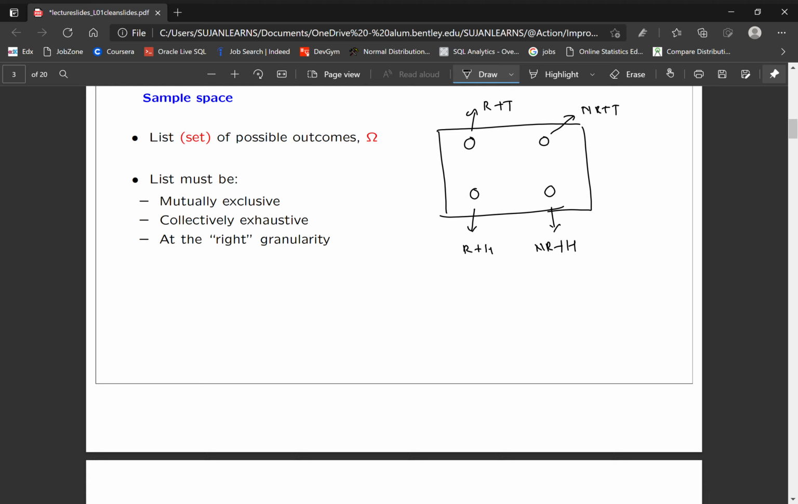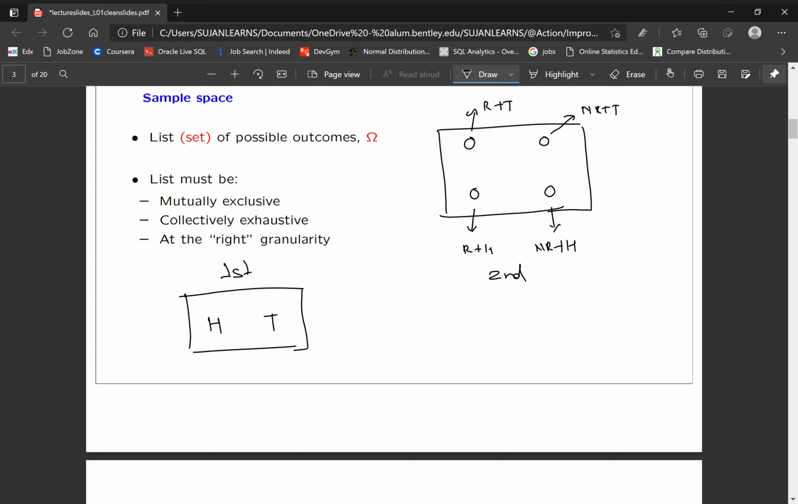So which one is the correct one? Let's go back to the first example I gave. It's heads and tails. We see that the second one has irrelevant details. Let's step back a second and review what our question was. Our question was, how many times will I get a head if I flip the coin 10 times? If that is our question, then the second sample space has irrelevant details that we don't really care about. So the first one is the right granularity, and that's what we are interested in.